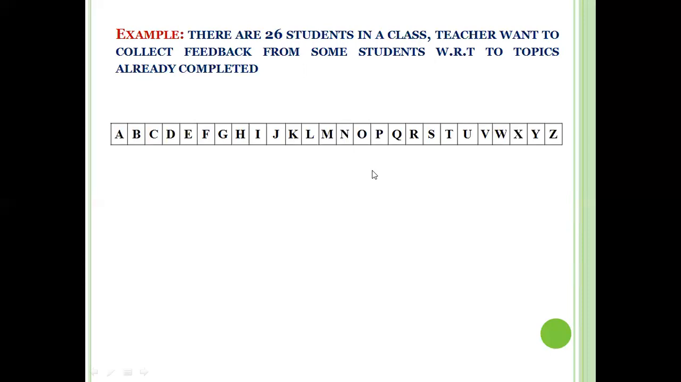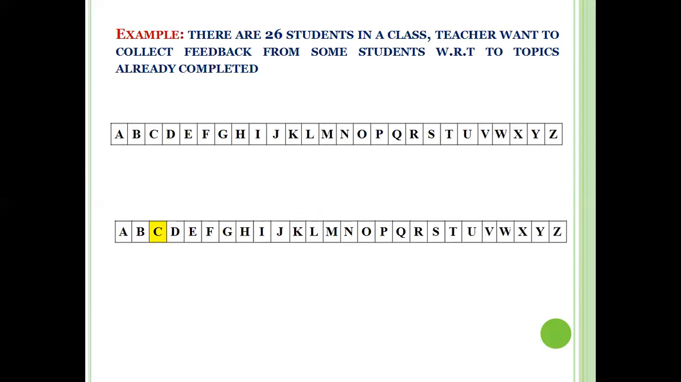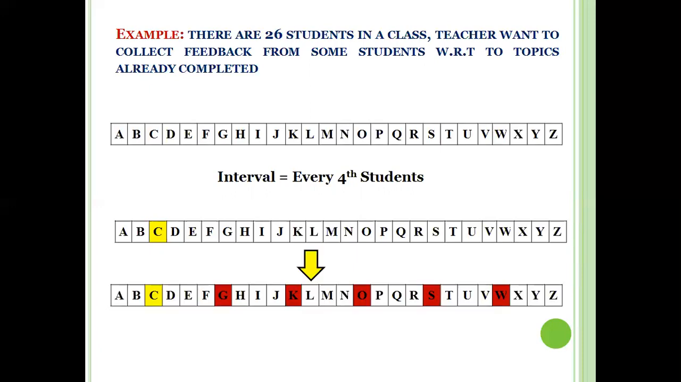Now, the next step in systematic sampling is to randomly select the first sample from the population. So let's say in this case, we select C as the first sample. And let's say we want to carry out the sampling after every fourth student. Since our first sample is C, every fourth student after C will be G, followed by K, and similarly O, S, and W. And so these C, G, K, O, S, W are a systematic sample from the population of 26 students.